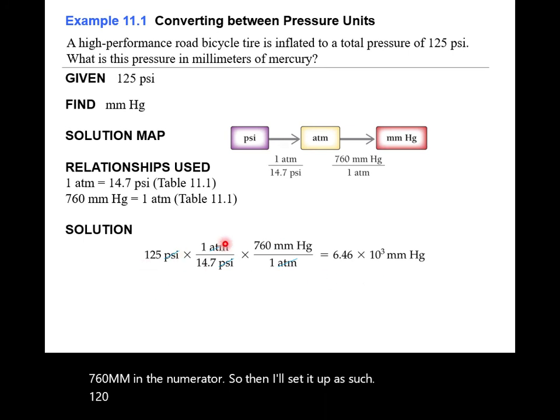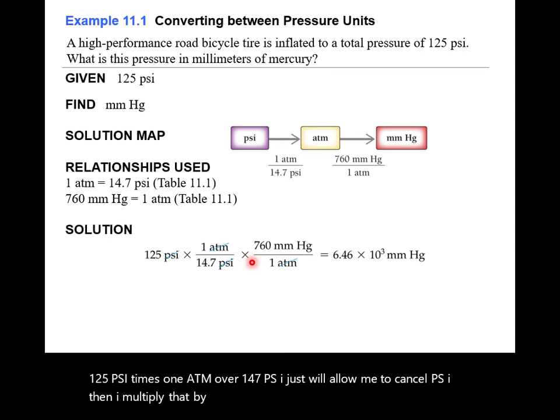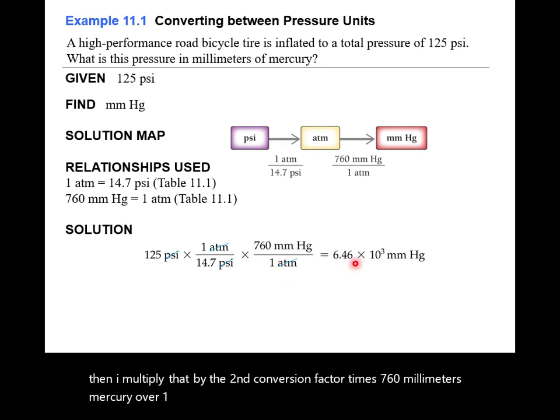125 psi times 1 atm over 14.7 psi. This will allow me to cancel psi. Then I multiply that by the second conversion factor, 760 millimeters of mercury over 1 atm. And this will give me 6.46 times 10 to the 3 millimeters of mercury. That would be the answer.